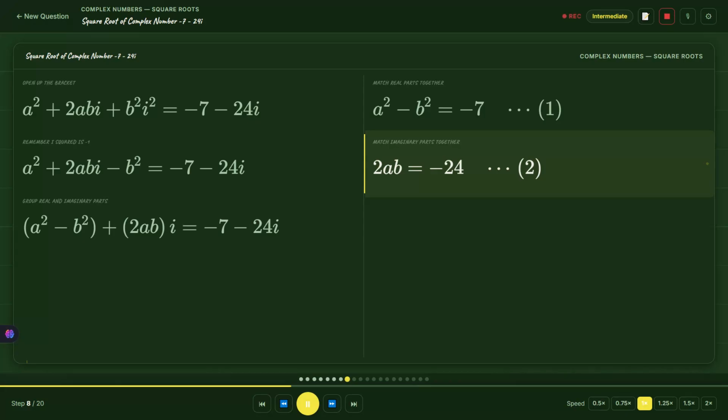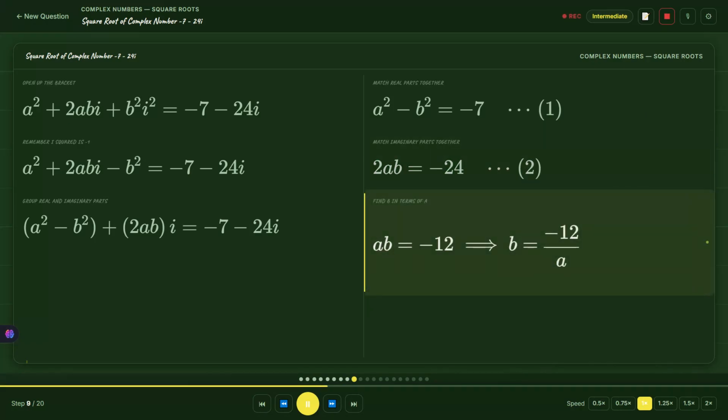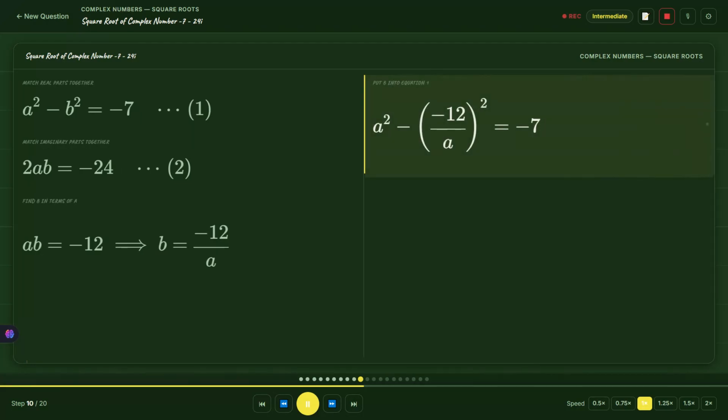Now we have two equations with two unknowns. Let's make equation 2 simpler. We divide 2ab equals -24 by 2, so a times b equals -12. That means b equals -12 over a. Now let's put this value of b into equation 1. Everywhere we see b, we write -12 over a instead. This way we only have one letter to find.